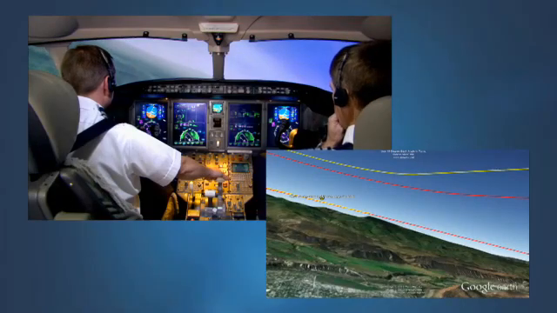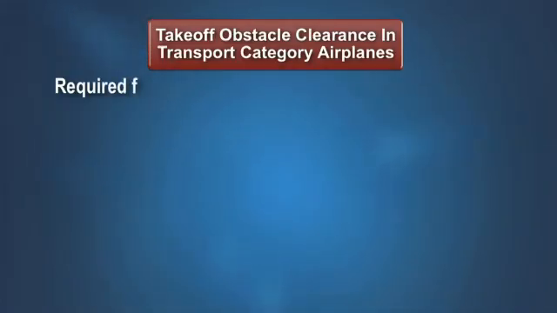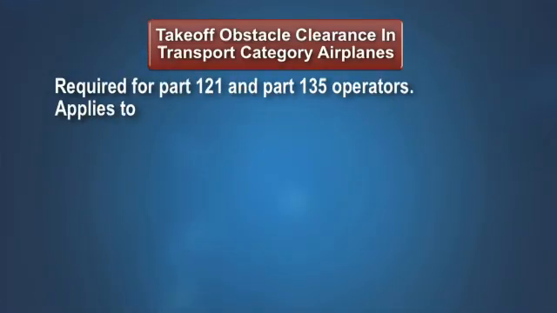As we bring the discussion to a close, it is beneficial to review a few key points. Part 121 and Part 135 operators of transport category airplanes have a legal requirement to ensure that the net takeoff flight path clears obstacles following an engine failure at or above V1 speed. These operators must consider takeoff obstacle clearance for every takeoff. It does not matter if the airplane is operated under instrument flight rules or visual flight rules, or if the weather conditions are VMC or IMC.